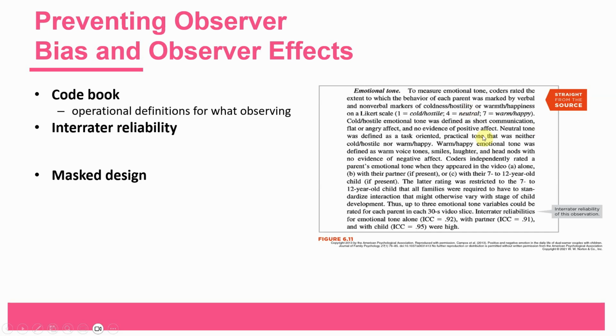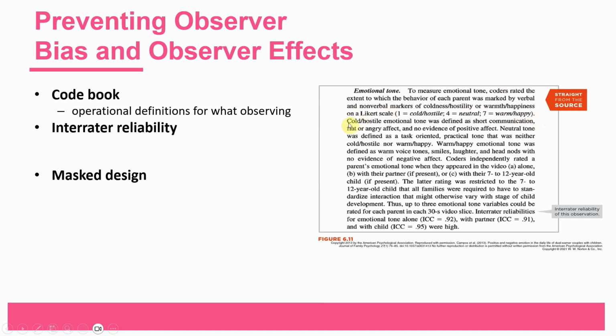So here we have an example that's pulled from a publication, a Campos et al. study in 2013, and they were looking at emotional tone, and they had coders, as it says, rating extent to which the behavior of each parent was marked by verbal and nonverbal markers of coldness, hostility, or warmth, happiness on a Likert scale.